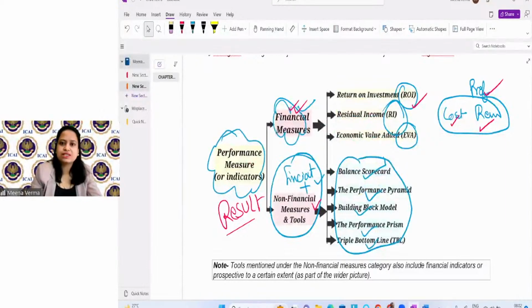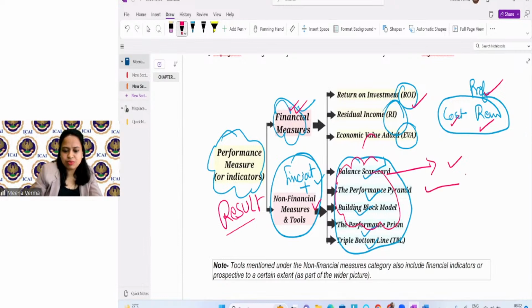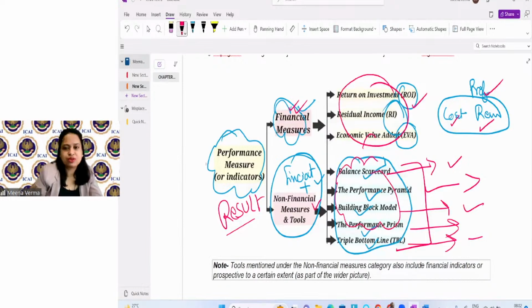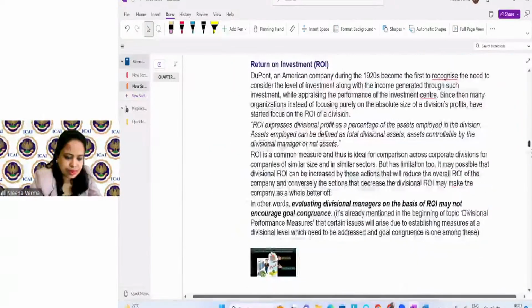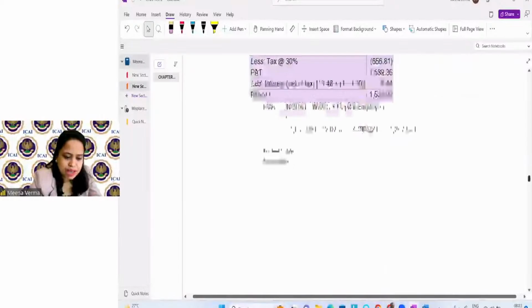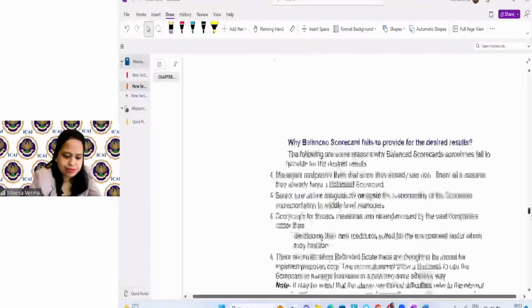So if you will see this chart, I will first teach you all the non-financial factors. I will teach you about the balanced scorecard first, then the performance pyramid, then the building block model, performance prism, and triple bottom line. I will first cover these topics, then I'll come back to here. Balanced scorecard is something I'm covering first, along with all the non-financial factors.